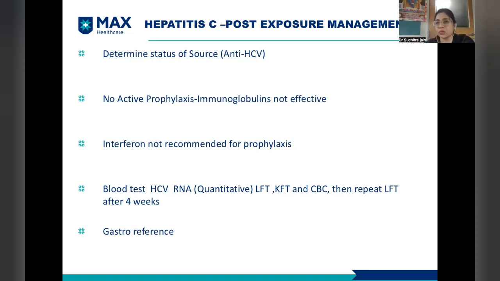People do come to us saying that a hepatitis C positive patient's needle pricked me, so what should we be doing? We should not be giving any interferons. It is not required. But we should always test for HCV RNA quantitative also. Next.